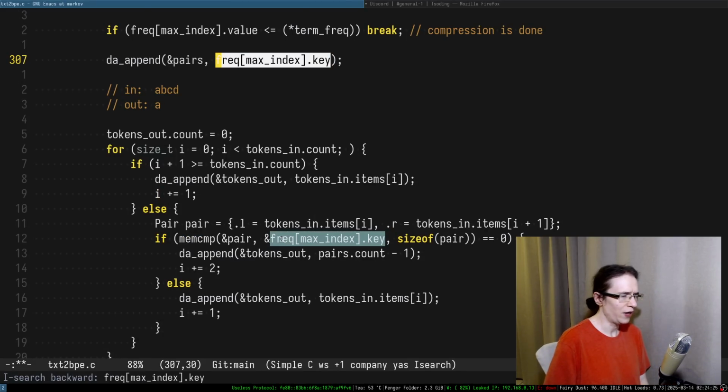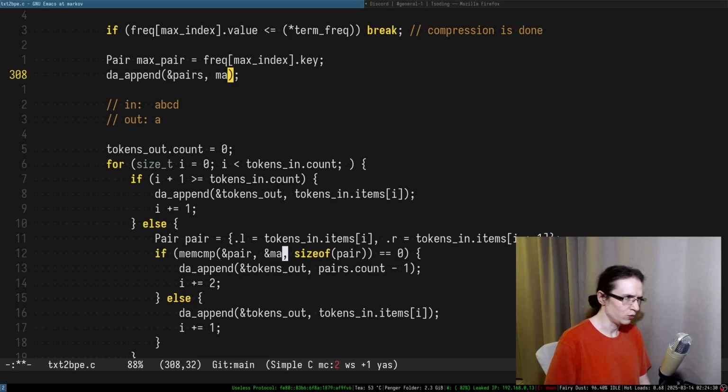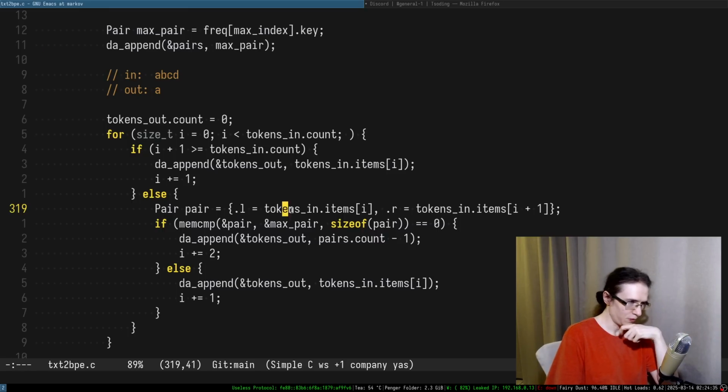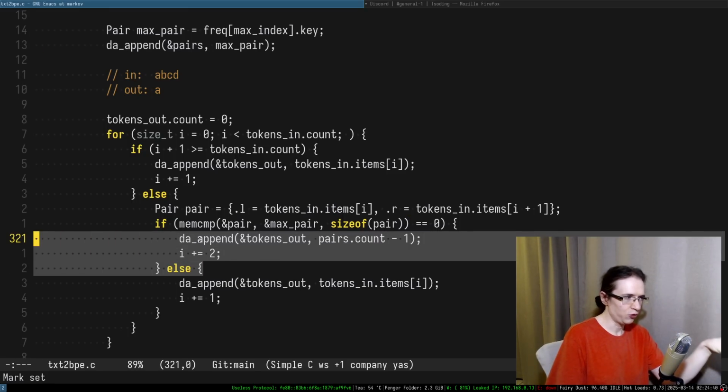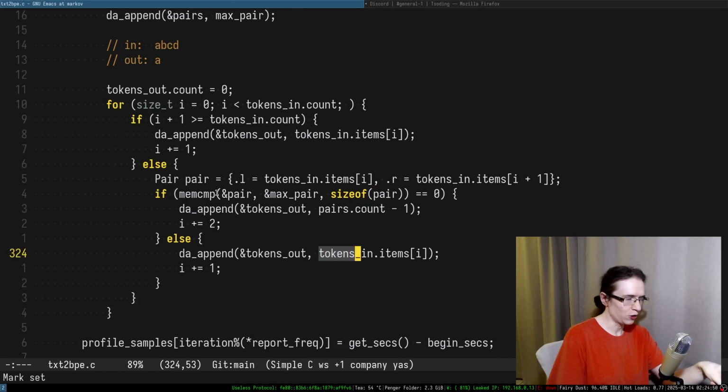Let's factor out this entire thing to something like max pair. Here's the max pair, and so now we can do something like max pair. There we go. If the pair that we found is equal to max pair, this is what we have to modify now, right? If it is not the pair, we just append the current character and we move on.